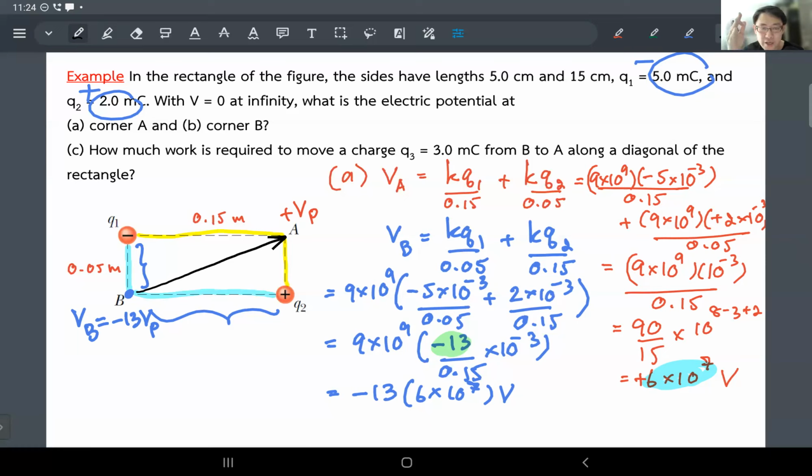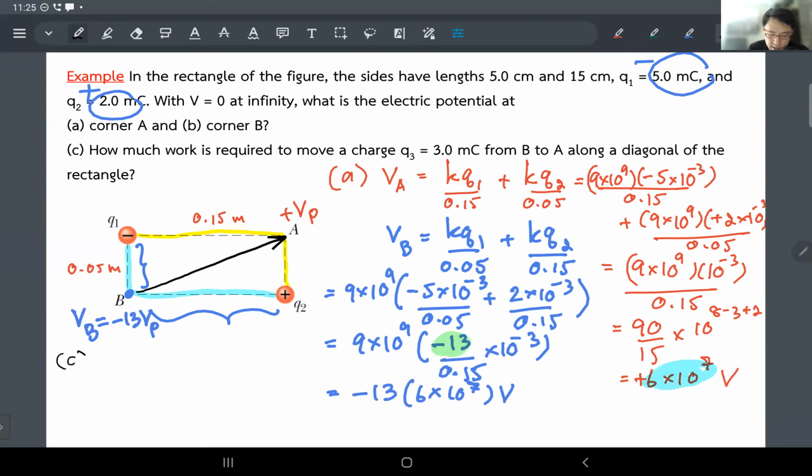How much energy or how much work is required to drag a charge, Q3 charge, from B to A along the diagonal line? How much work is required? It's the same thing as how much energy do you have to supply to Q3 to drag it from B to A. Very good. Whatever you're thinking is correct.